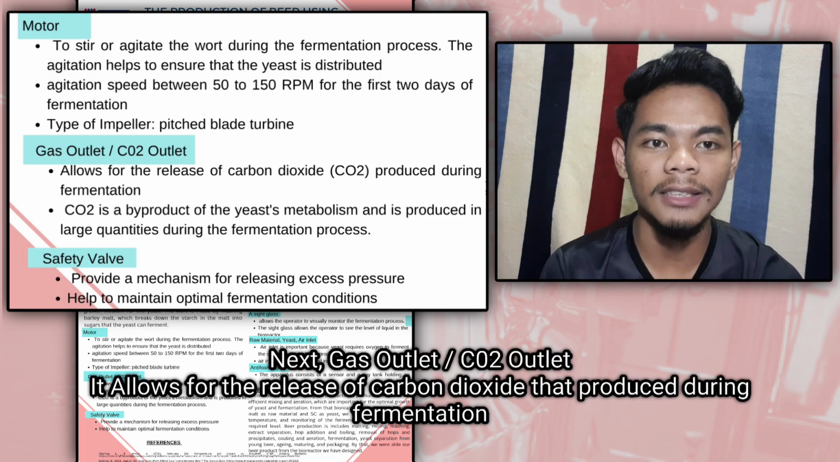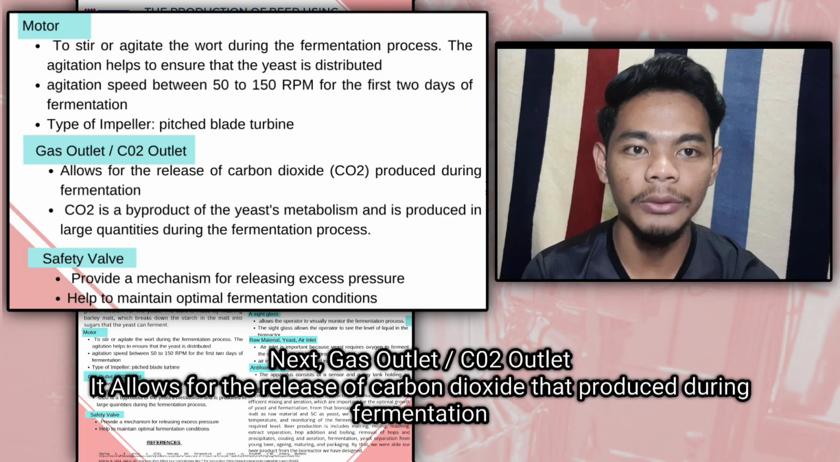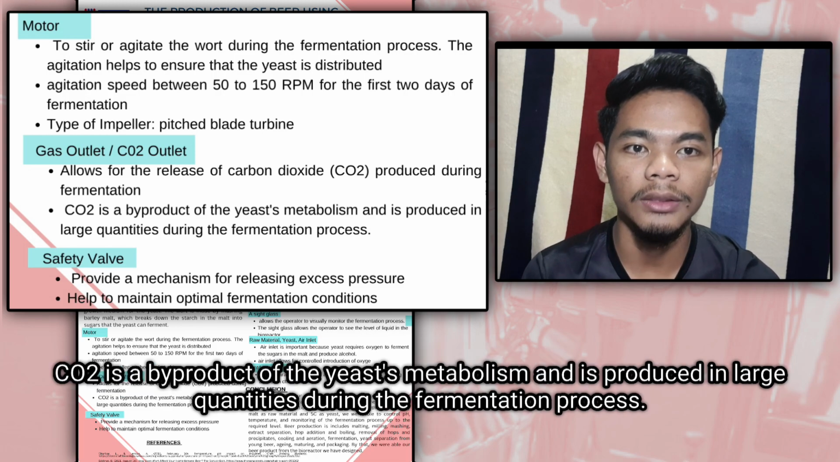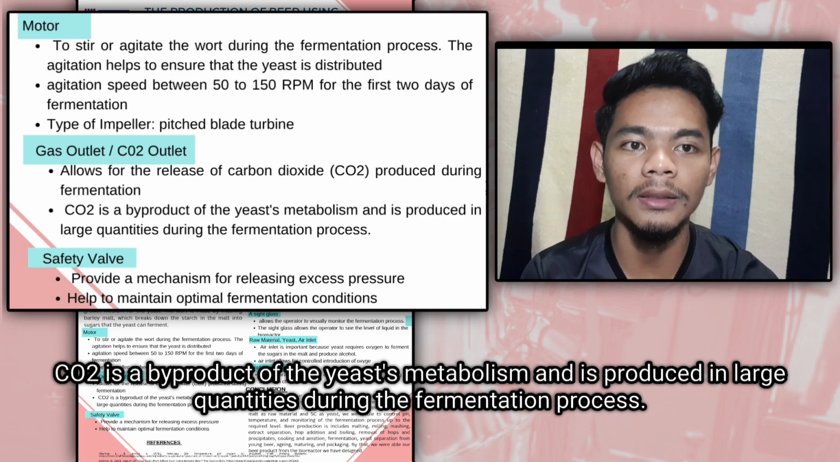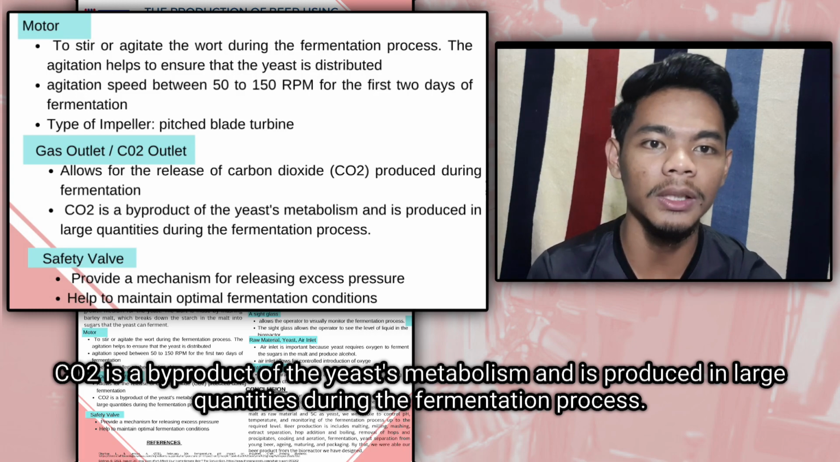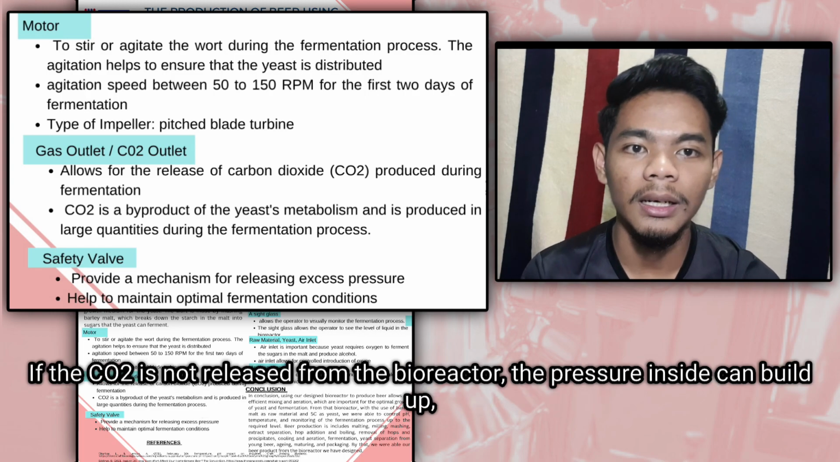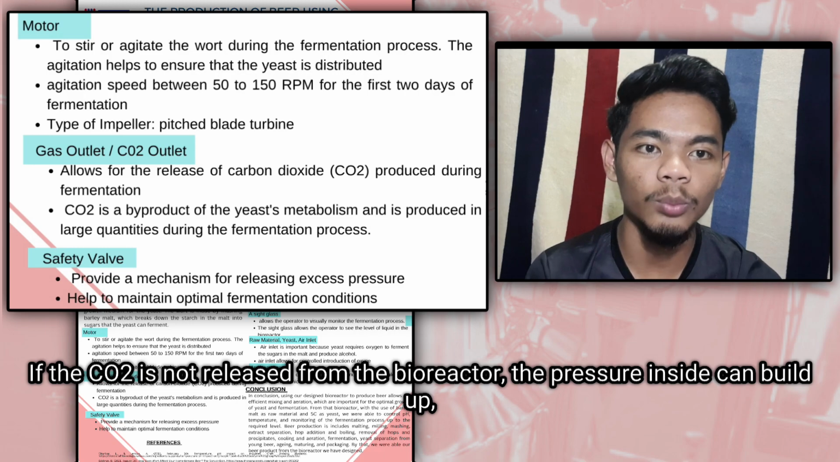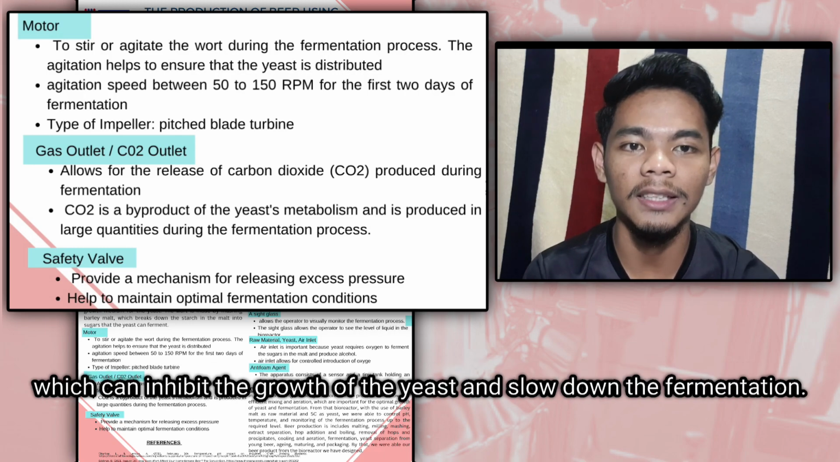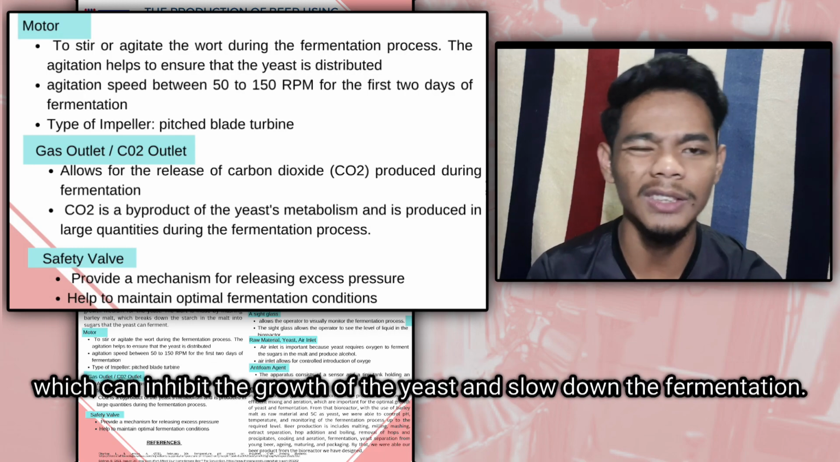Next, the gas outlet or CO2 outlet is to release the carbon dioxide that is produced during fermentation. CO2 is a bioproduct of the yeast metabolism, and it's produced in large quantity during the fermentation process. If the CO2 is not released from the bioreactor, the pressure inside can build up, which can inhibit the growth of the yeast and slow down the fermentation.